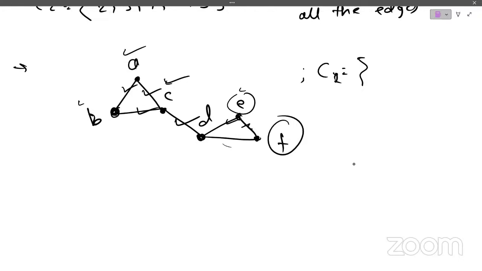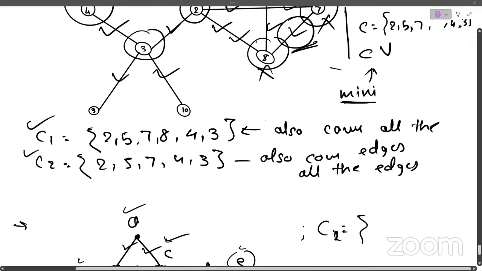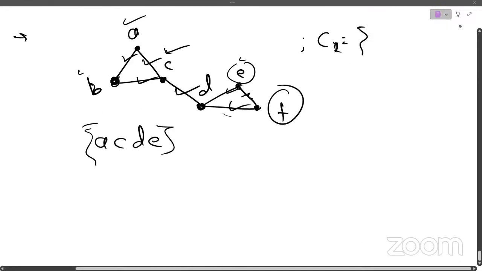Suppose you take A, C, D. Okay, I'll take D and E. This will be our vertex cover, right? So that's a vertex cover. A vertex cover is basically a collection of vertices with which we can cover the whole graph. So here our main motto is to find the minimum vertex cover, mainly the size of the minimum vertex cover.